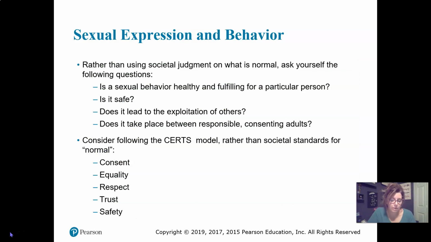Every society sets standards and attempts to normalize sexual behavior. So rather than using societal judgment on what is normal, ask yourself some of the following questions. Is a sexual behavior healthy and fulfilling for a particular person? Is it safe? Does it lead to the exploitation of others? Does it take place between responsible, consenting adults? Instead of making blanket judgments, we might consider the SERTS model for healthy sexuality: consent, equality, respect, safety, and trust.